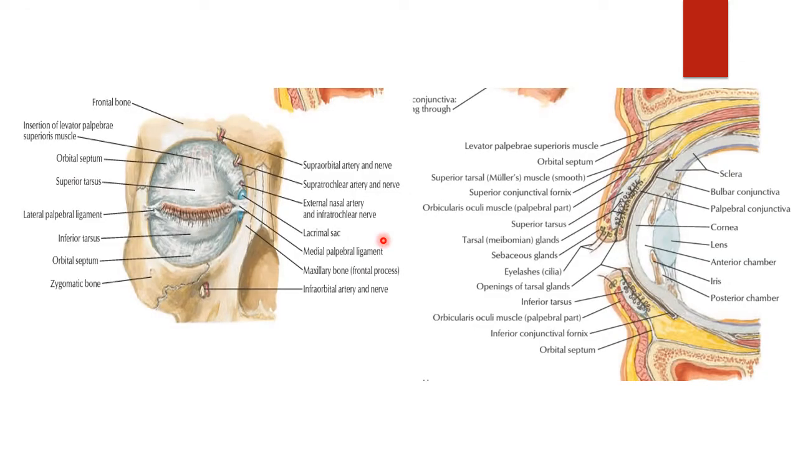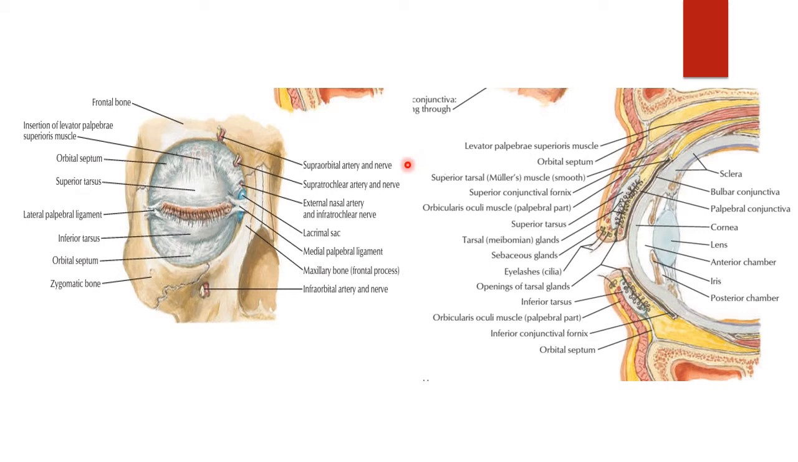In this diagram we can see the orbital septum, which is attached to the margins of the bony orbit and extends into each eyelid. These are the tarsal plates. This orbital septum is not only fused with the tarsal plates but, in the upper eyelid, with a muscle that is called levator palpebrae superioris.